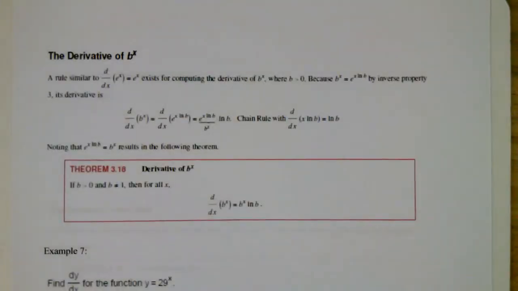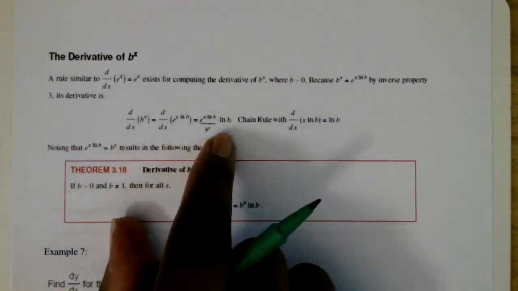All right. Here's the derivative of b to the x. That's the next thing we'll look at here. The derivative of b to the power of x. A rule similar to the derivative of e to the x with respect to x equaling e to the x exists for computing the derivative of b to the power of x where b is greater than 0. And because b to the x is equal to e to the x ln of b by the inverse property number 3, its derivative is going to be this here.